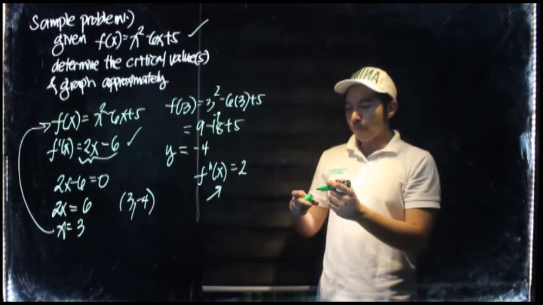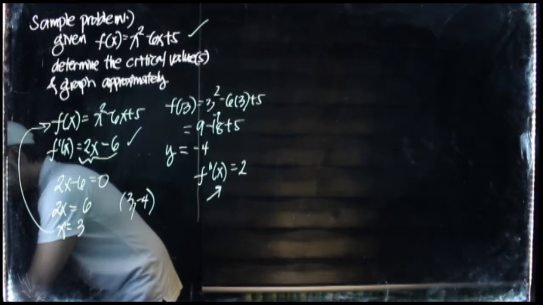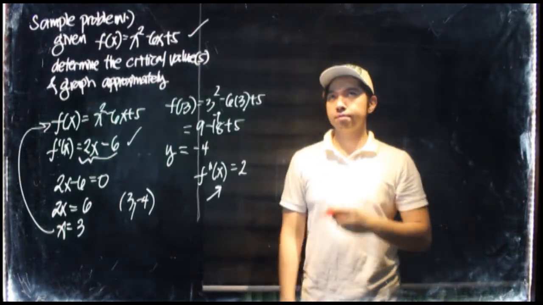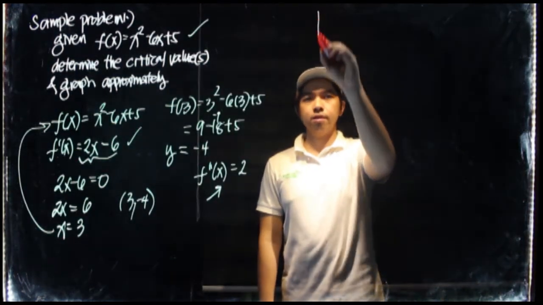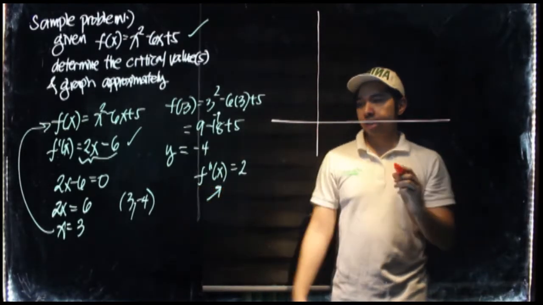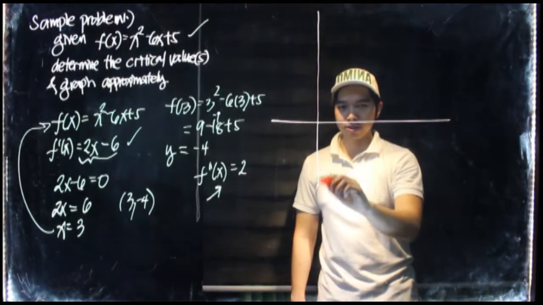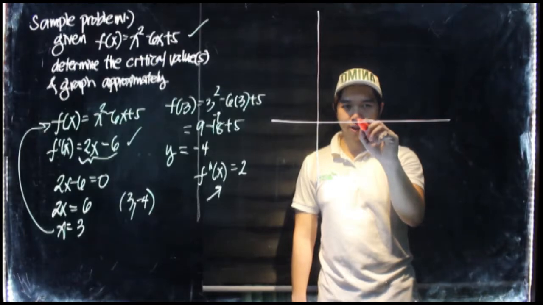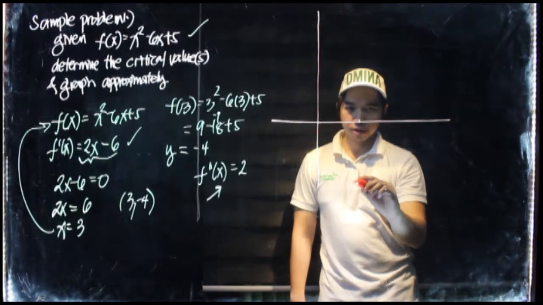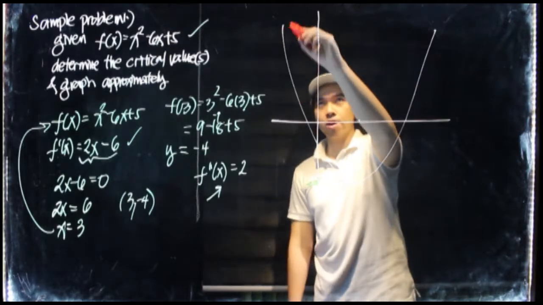So if we're going to approximate the graph of this function, it would look something like this. We have a Cartesian plane. The point is 3 and negative 4. So x is 3, y is negative 4. So 1, 2, 3, somewhere here. 1, 2, 3, 4, somewhere here. So the parabola would be opening upwards like this, and that would be our approximate graph.